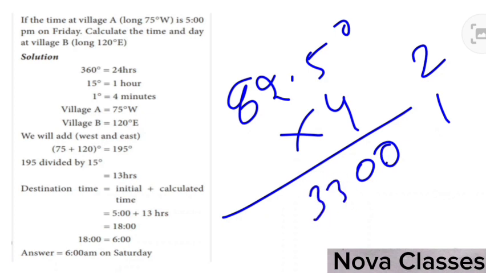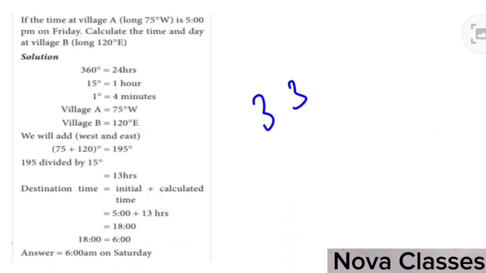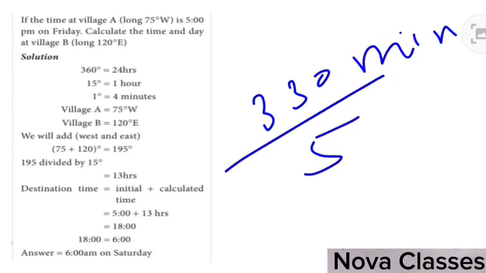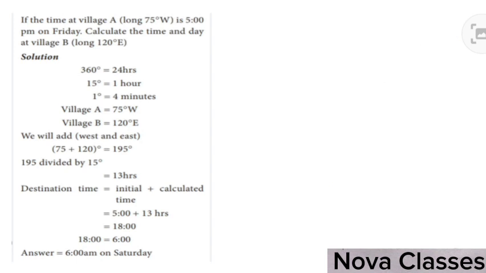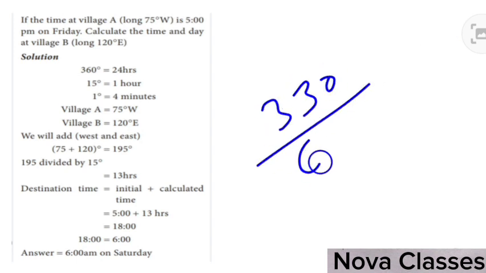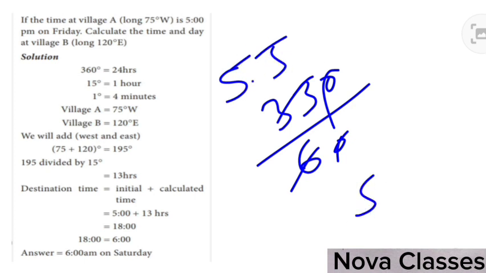So it is around how much, beta? 330 minutes. If we divide 330 minutes by 60, 6 fives are 30. So that comes to 5.5 hours, na.